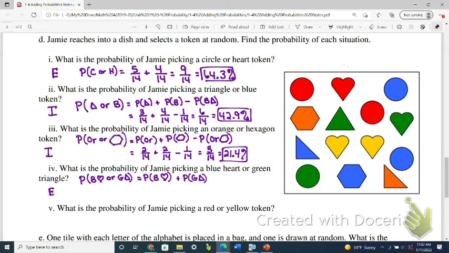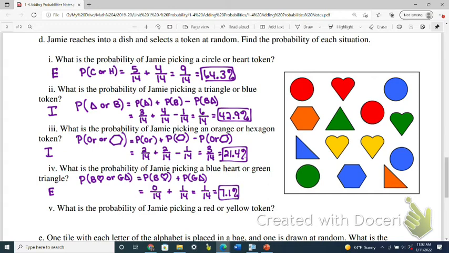So blue hearts, I have none. Green triangles, I have 1. So it's 1 out of 14 chance, which is 7.1%.